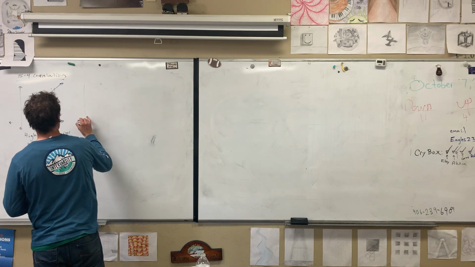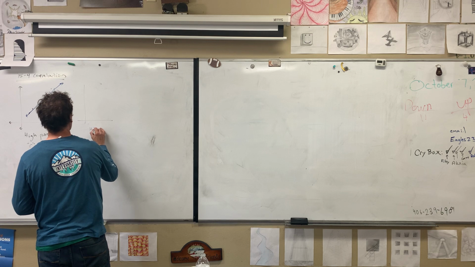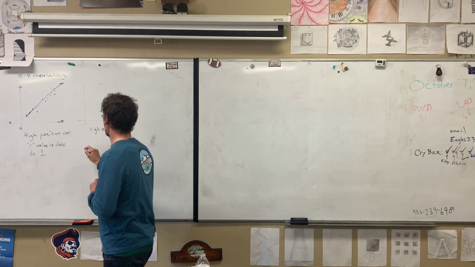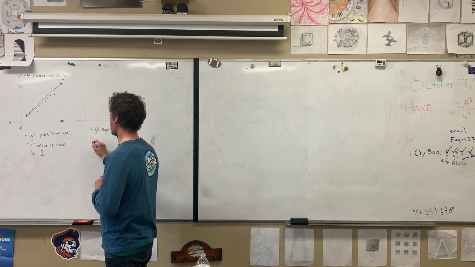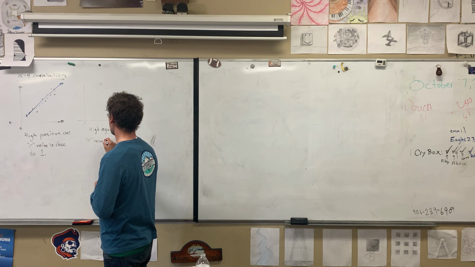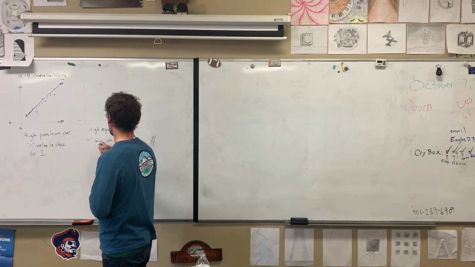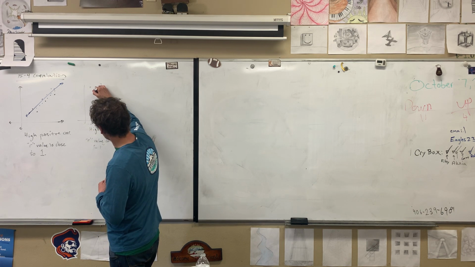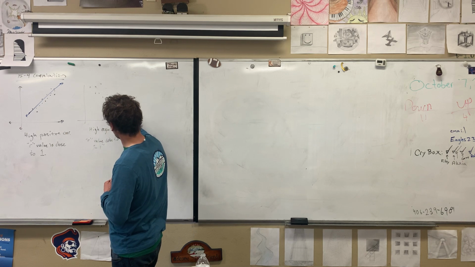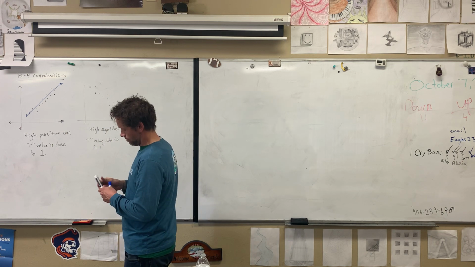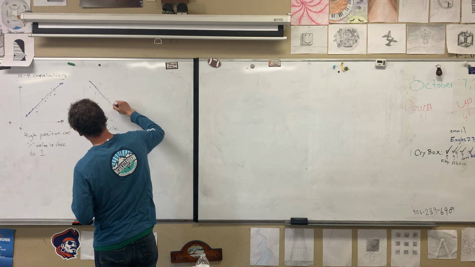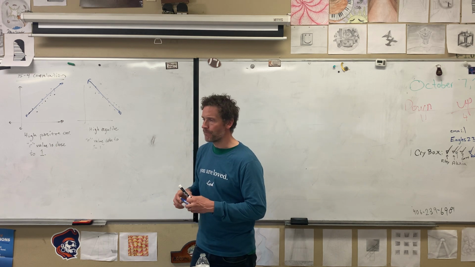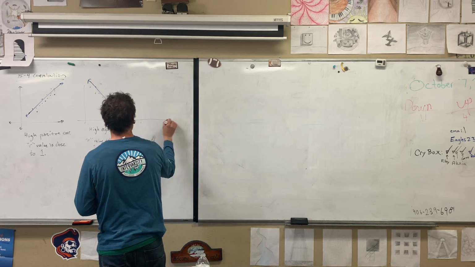A high negative correlation, where the R value, if it's a high negative, what do you think the R value is close to? Negative. Yep. Close to negative 1. Mm-hmm. And that data is going to look something like this. Okay, and you can draw a line, and the slope would be in a negative direction, you bet.